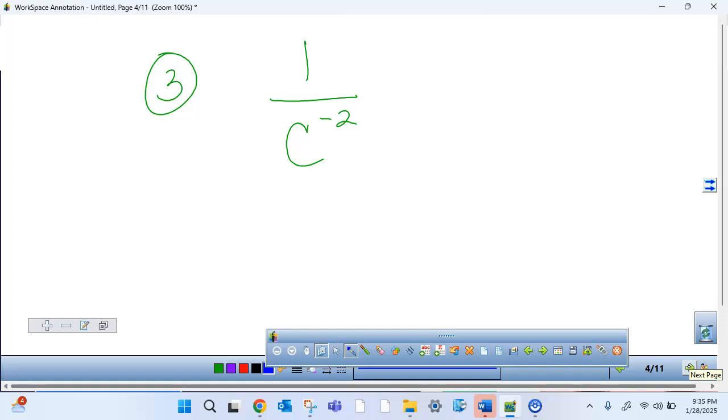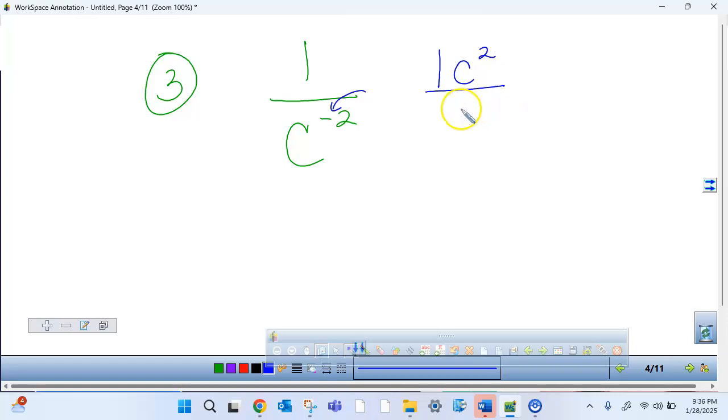Number 3, 1 over c to the power of negative 2. A negative on an exponent doesn't mean anything is negative. It means you're going to reciprocate that power. And so only c to the power of 2 reciprocates. So you end up with 1c to the power of 2 over 1. In its most simplest form, that is simply c to the power of 2.